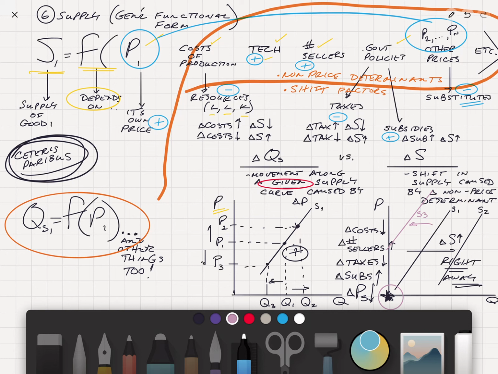Many people say an increase in supply, and they think it's going to be on top of the original supply curve. That's not the case. An increase in supply will be a rightward shift away from the origin. A decrease in supply would be a leftward shift and in or closer to the origin.